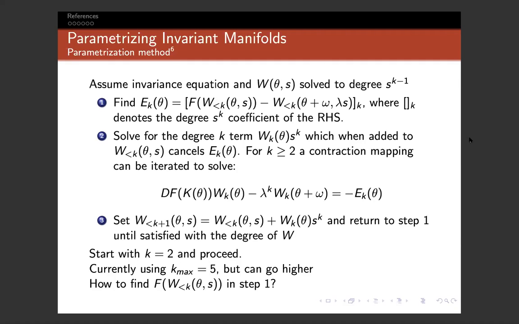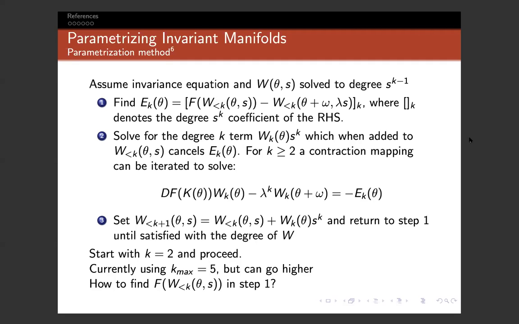And due to this lambda to the k, since k is greater than or equal to 2, you can rewrite this as a contraction mapping, which can be iterated to convergence to find W sub k. And then finally, once you have W sub k, you add W sub k s to the k to the lower order terms, and then you repeat this entire procedure to find the higher order terms. So we've done this up to a maximum of k equals 5, but we can definitely go higher than this.